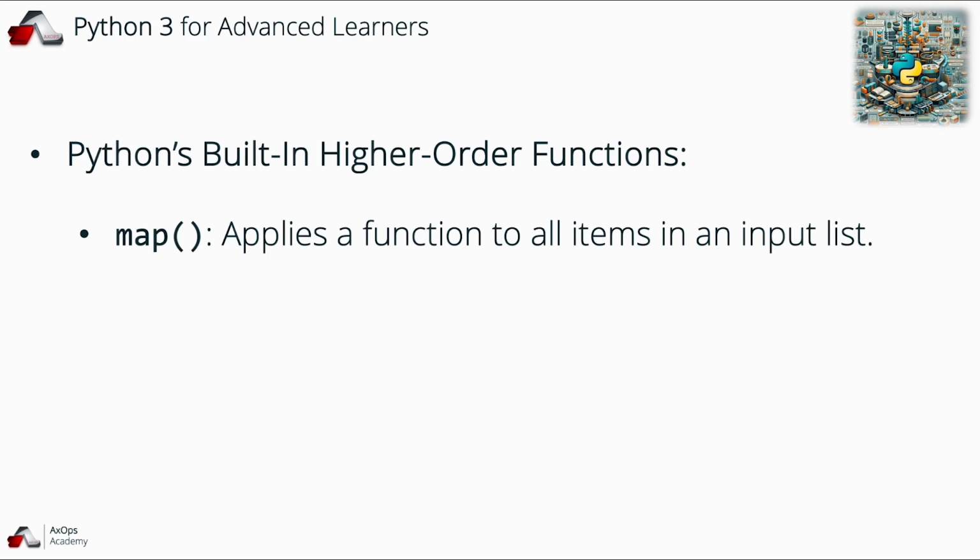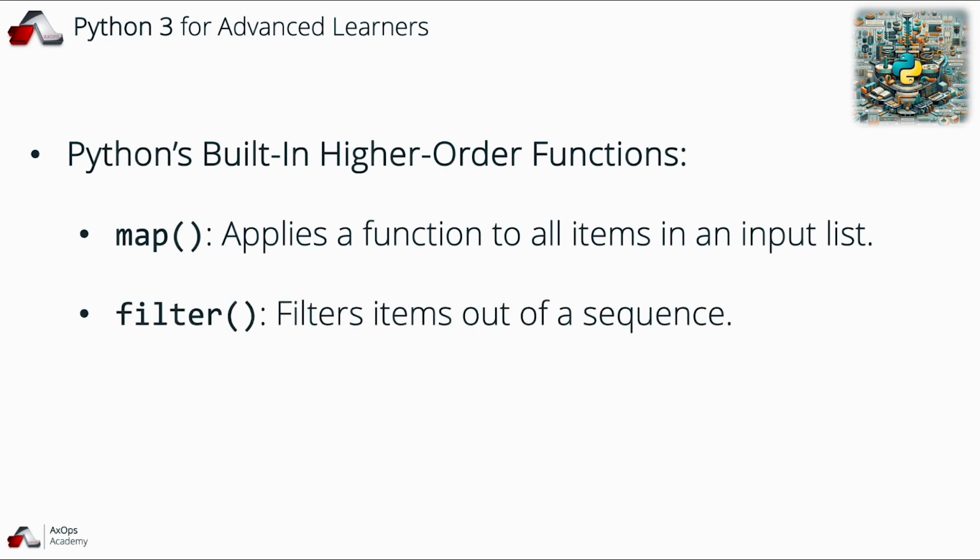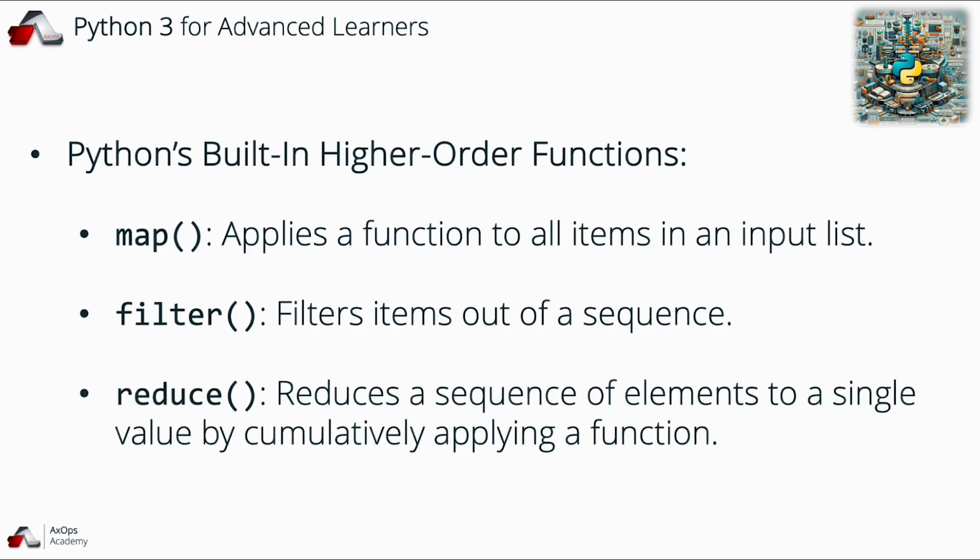Python has some built-in higher order functions, and these are called map, filter, and reduce. Map applies a function to all items in an input list or collection, for example, using map to process multiple log entries. Filter filters items out of a sequence, for instance, using filter to find genomic patterns. Reduce reduces a sequence of elements to a single value by cumulatively applying a function. For example, you can use reduce to aggregate anomaly detections, as in our stock price anomaly detection examples that we've gone through in the hands-on so far.